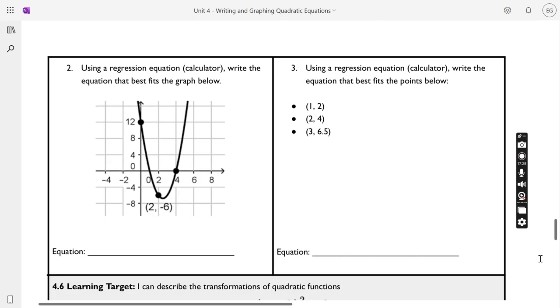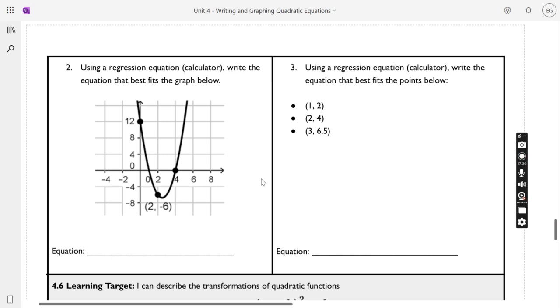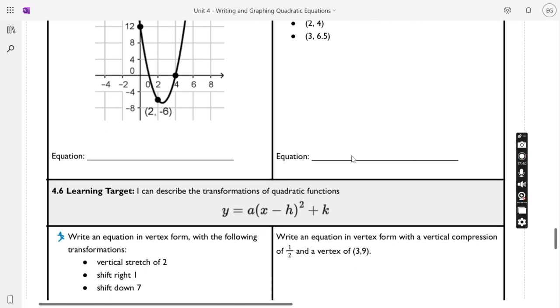Okay, and you're going to do the same exact process for questions like this. You got a point, 3, 6.5, 2, 4, and then 1, 2. So there's points like this. It's just about using the same process, plugging in those 3 points.